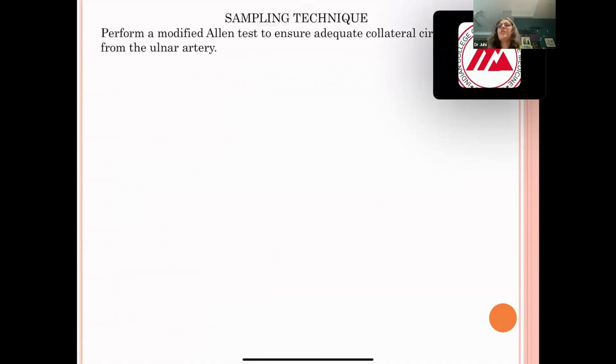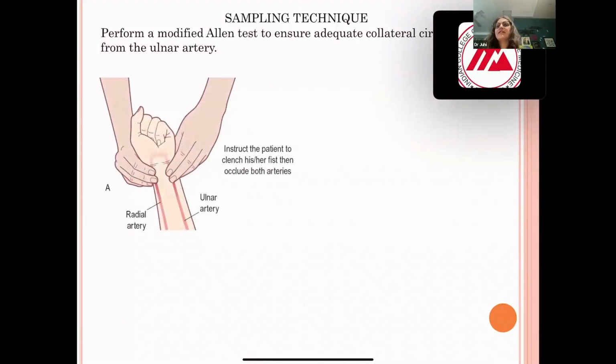What is the technique? Before we start taking the sample, we should perform a modified Allen test to ensure that the ulnar circulation is intact, because you're going to prick the radial artery. If the other artery is not supplying, then the hand is in danger. So how do you do this test? You ask the patient to clench the fist first, and then you occlude the arteries, both radial and ulnar, with both of your hands, as you see in this picture.